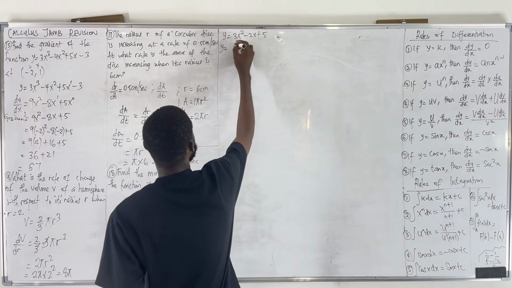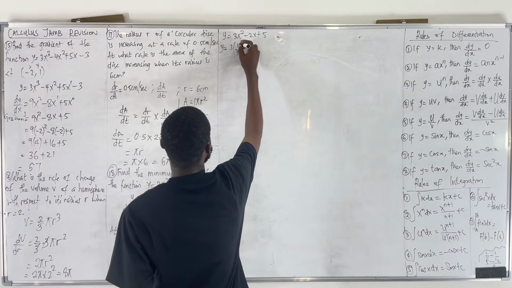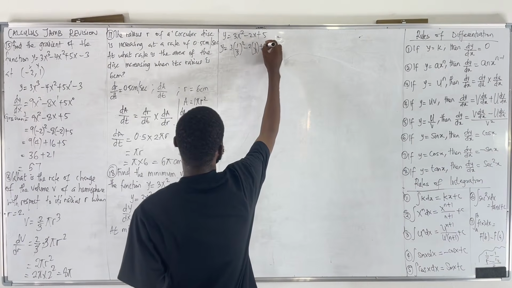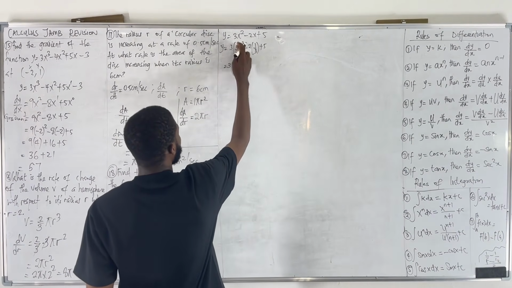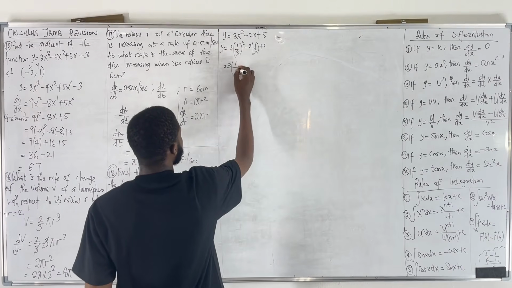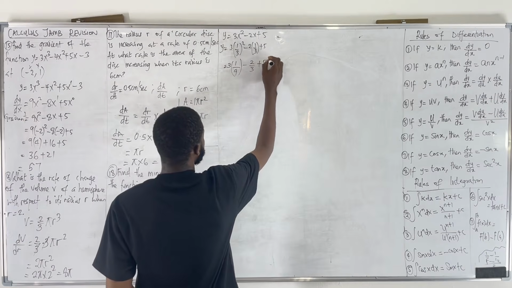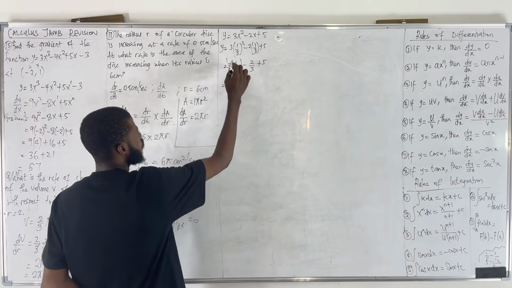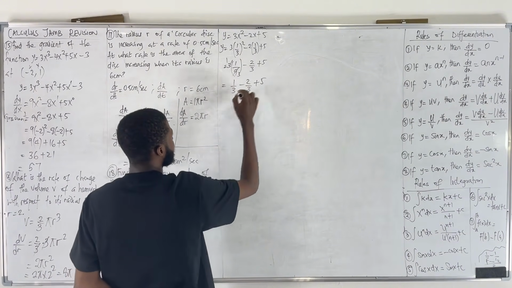So y equals 3 brackets. Anywhere you see x, you put 1 over 3. So this will be 1 over 3 squared minus 2 brackets 1 over 3 plus 5. 1 squared is 1, 3 squared is 9, and then minus 2 over 3 plus 5. Now 3 into 9 is 3. So what will be remaining is 1 over 3 minus 2 over 3 plus 5.